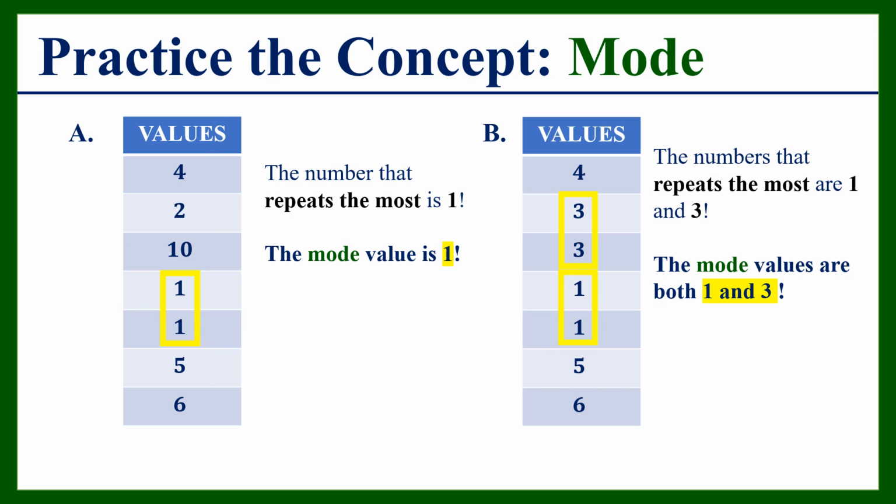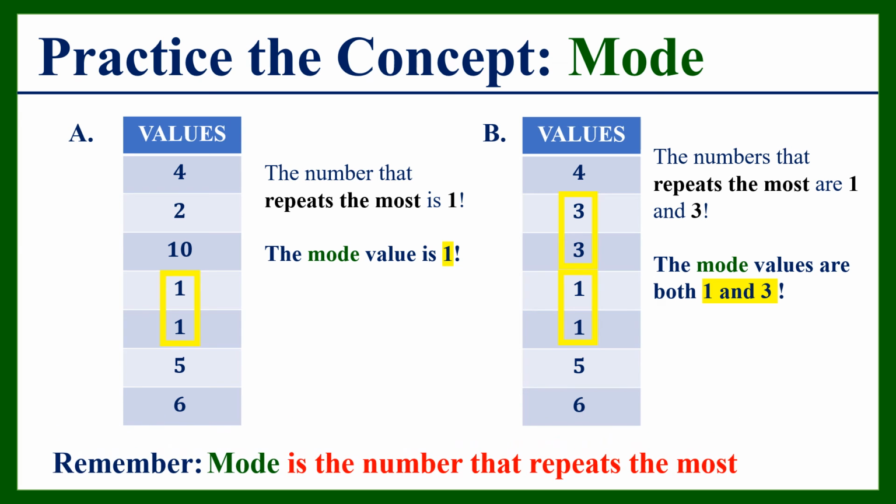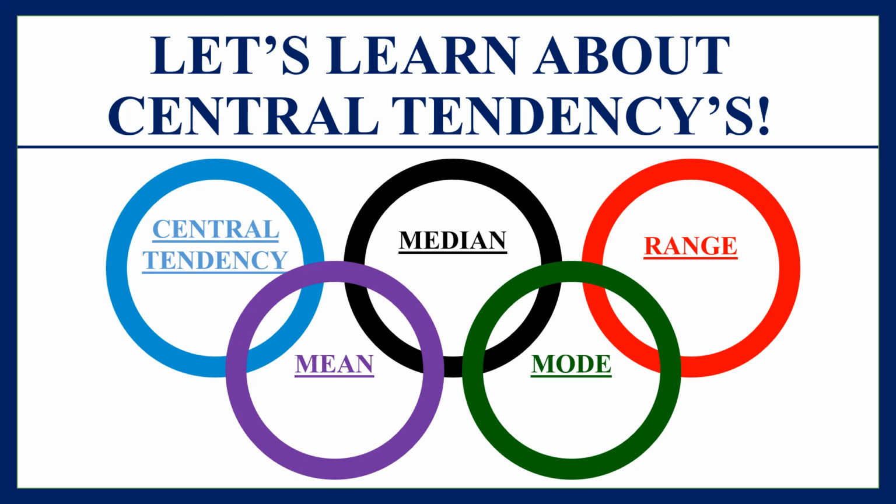Great job, you got it. If you need to review what mode is again, you can always go back to the previous slide. Always remember that the mode is the number that repeats the most. Now let's go back to the home page and talk about a different type of central tendency. The last central tendency that we will be discussing is range.